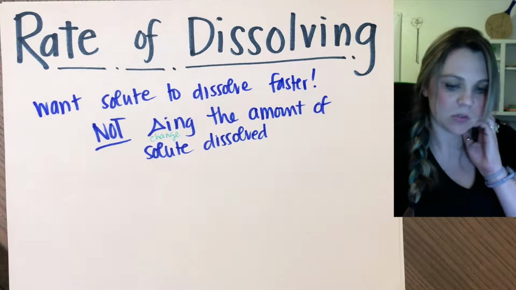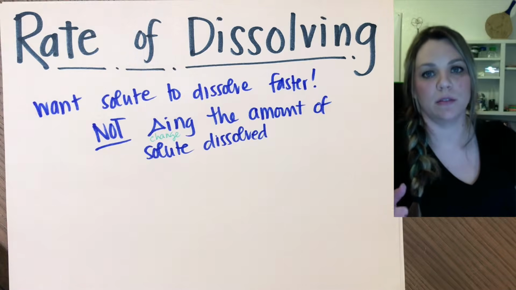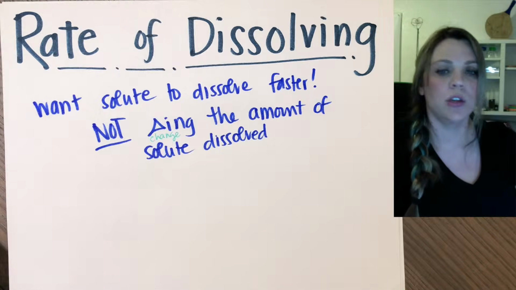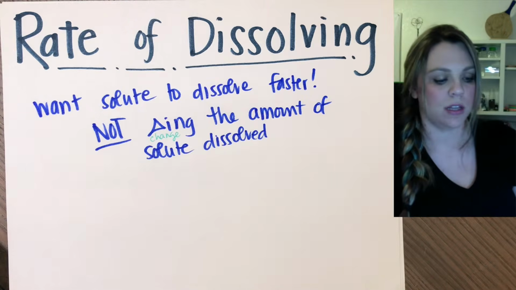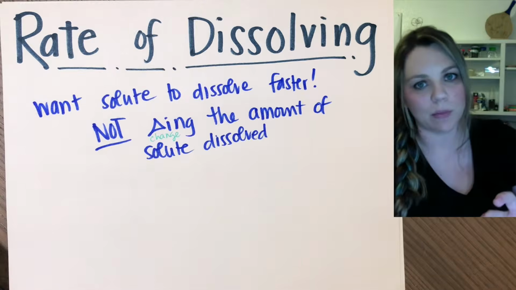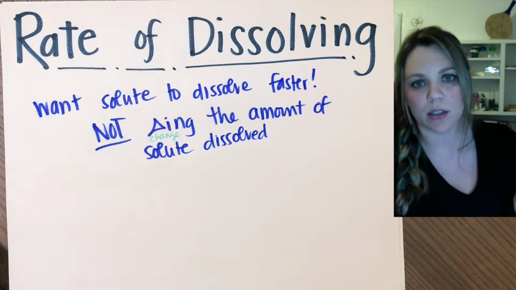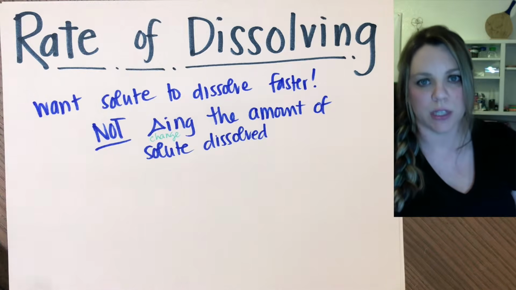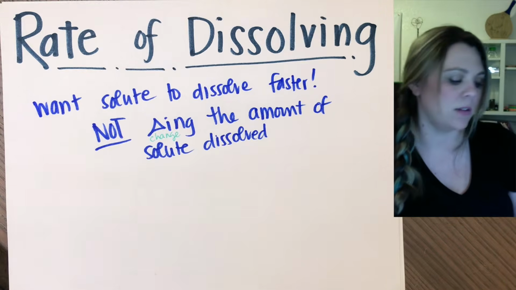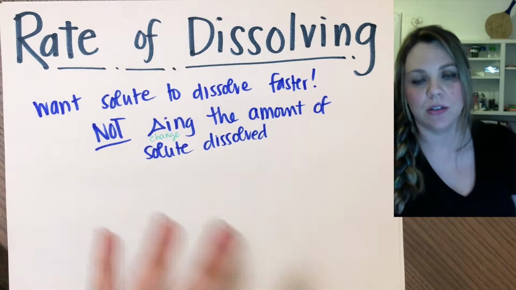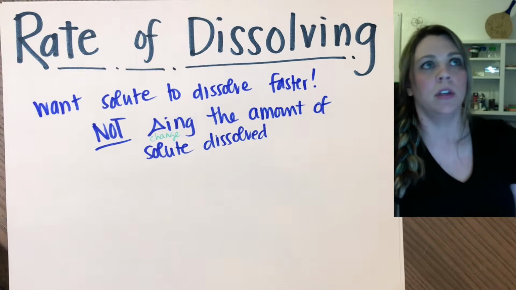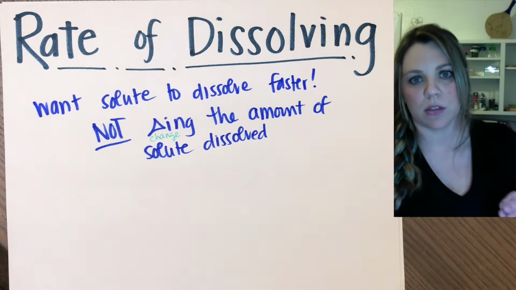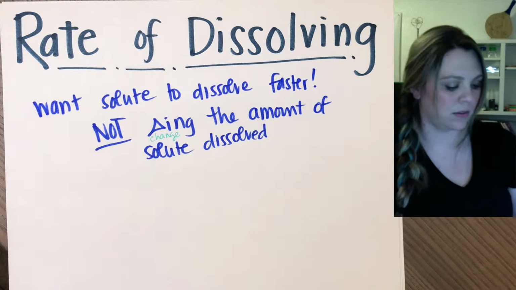Okay, so the number one thing for a rate of dissolving that you're changing: you cannot change the amount of solvent. So you can't add more water, you can't take out water. You're not changing the concentration at all. That has to do with dilutions if you're changing the amount of water. You also cannot change the amount of solute. If you're adding more solute or taking out some solute, that again would change the concentration. So none of those.